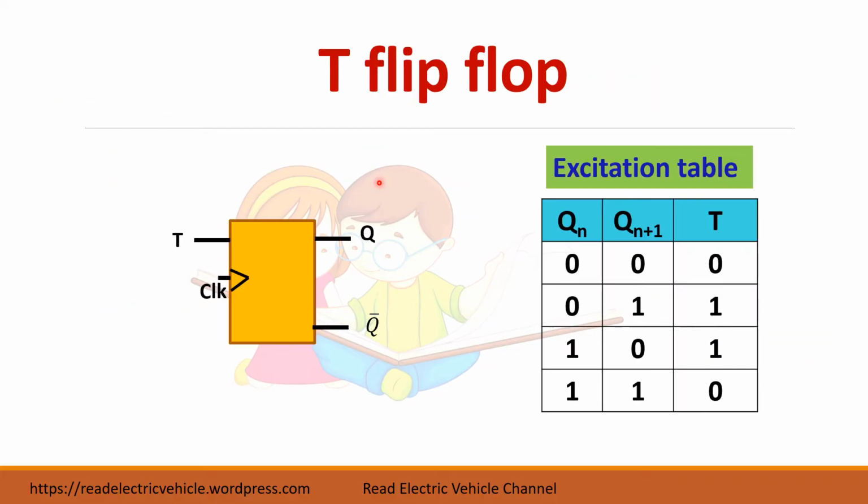So we can use T flip-flop. You can use any flip-flop. I am going to use T flip-flop to design this counter. So this is the excitation table for T flip-flop. You can see it is very easy to remember. When both present state and next state are 0, the output T is 0. When both are 1, it is 0. So when the present state and next state are not the same, at that time T will be equal to 1.